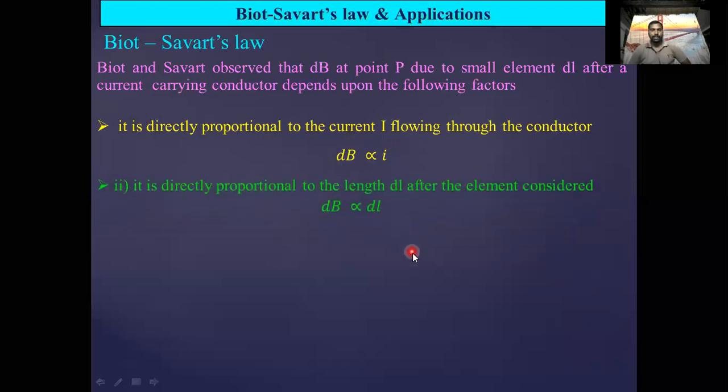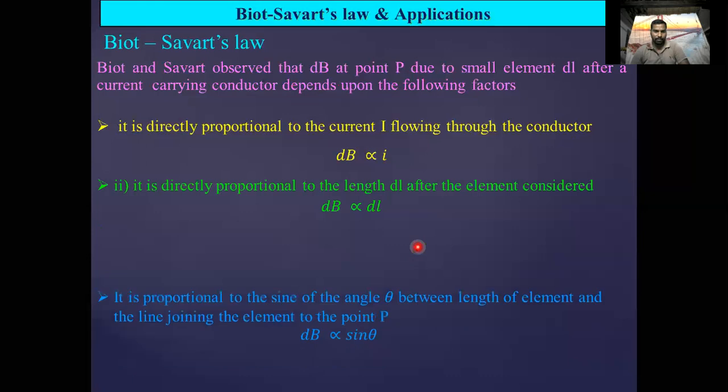Second, it is directly proportional to the length dl of the element considered. Suppose the length value is taken very large, the magnetic field is large at point P. If the considered element of length is very small, the magnetic field dB is very small. That is, dB is directly proportional to dl.